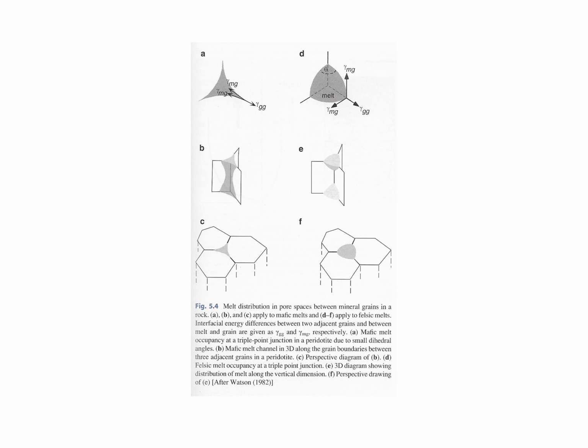You know what a mafic melt is, you know by now what a felsic melt is. A mafic melt is a silica undersaturated melt, whereas a felsic melt is a silica saturated melt, yeah? Interfacial energies, differences between the two adjacent grains and between the melt and grain are given as gamma GG and gamma MG.